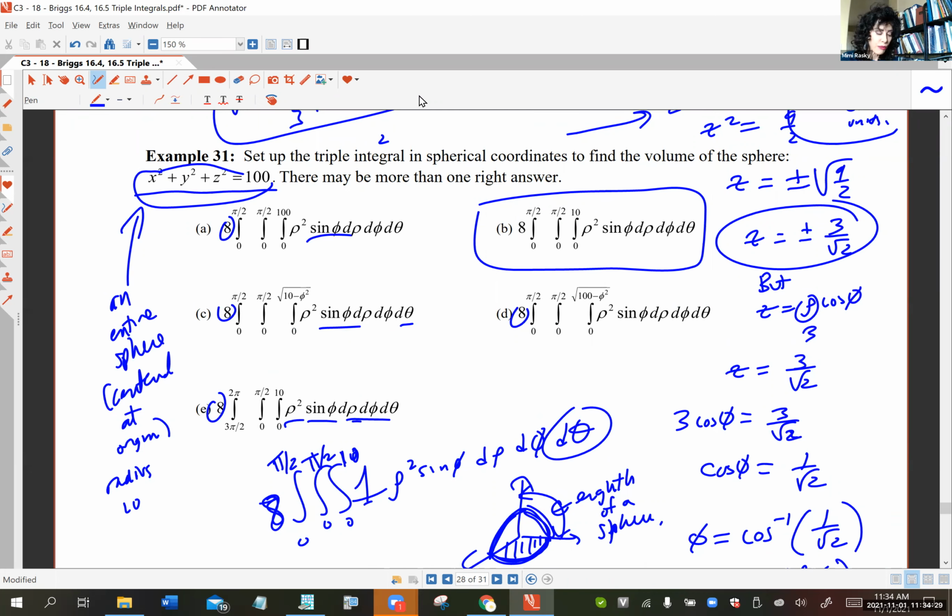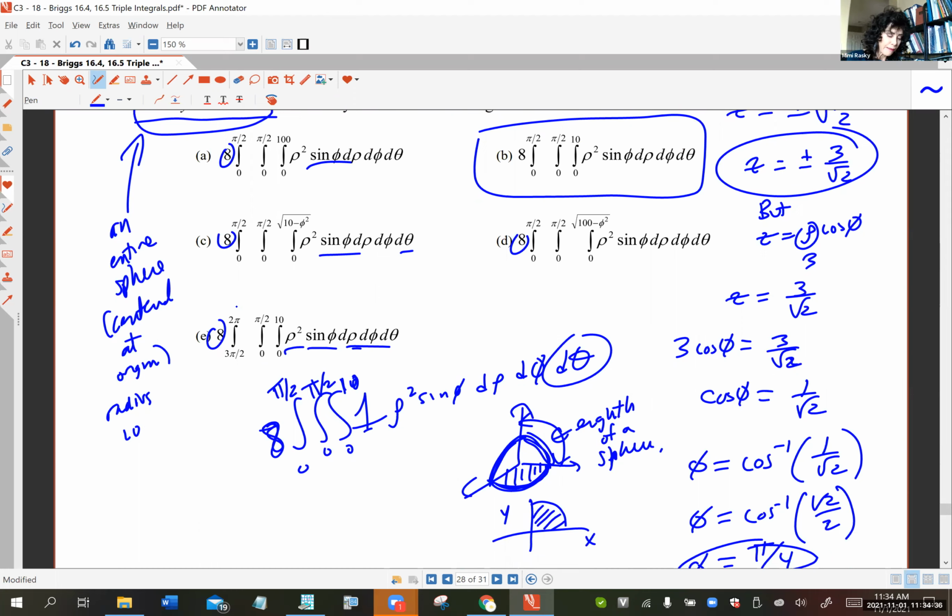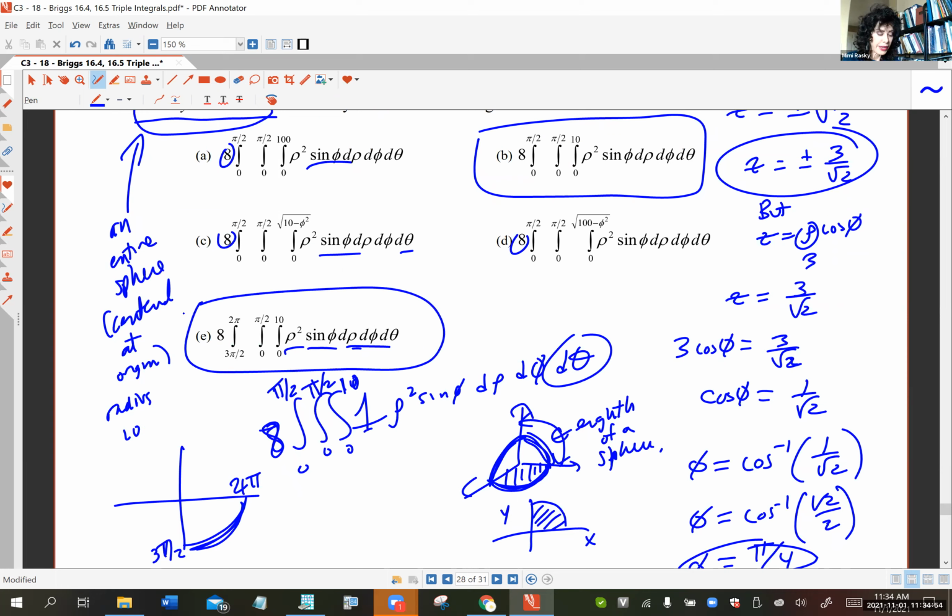But I claim there's one more choice here that actually is legit. It wouldn't be the one that I would use, but it's the portion of the sphere not in the first octant, but it's where theta would be going between 0 and 2 pi. So it'd sort of be in the back there. So that would be that eighth of a sphere, and that would also be okay. Okay, so it turns out letter E would also be legit. The other ones are not okay at all.